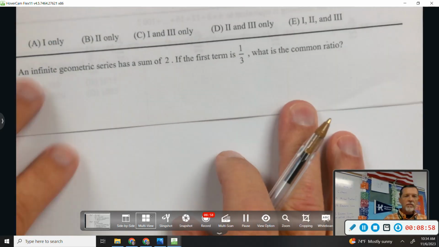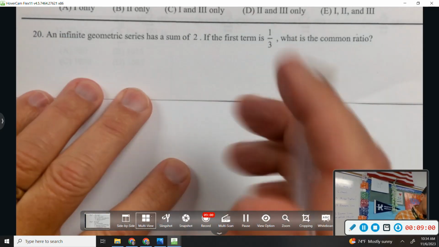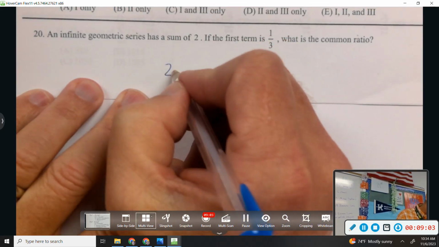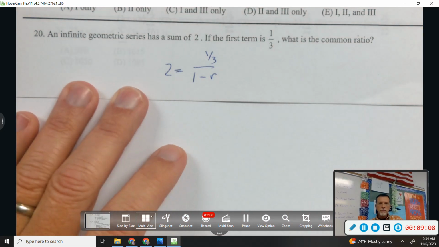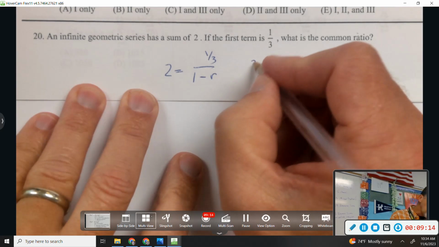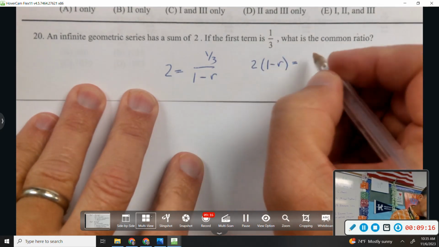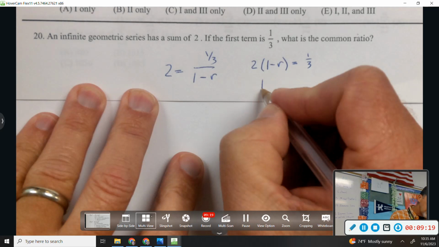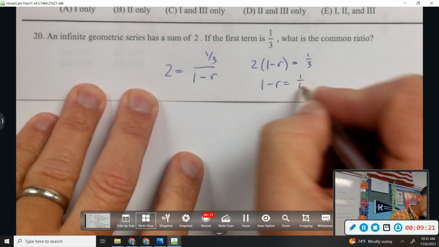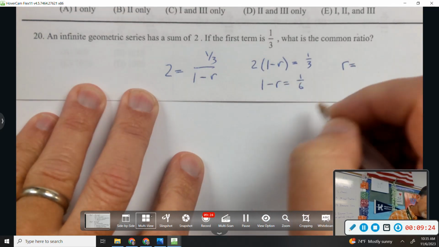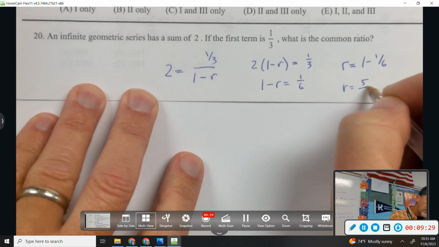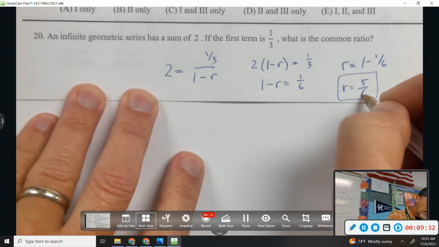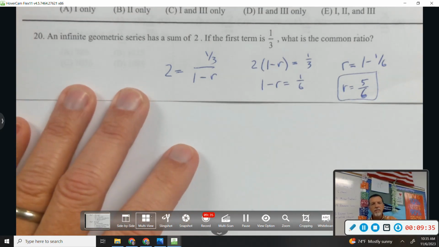Number 20, an infinite geometric series has a sum of 2. The first term is 1/3. What is the common ratio? Okay, same formula, slightly different algebra. 2 times 1 minus r equals 1/3. So 1 minus r is 1/6. So r equals 5/6. That's just a little algebra problem.